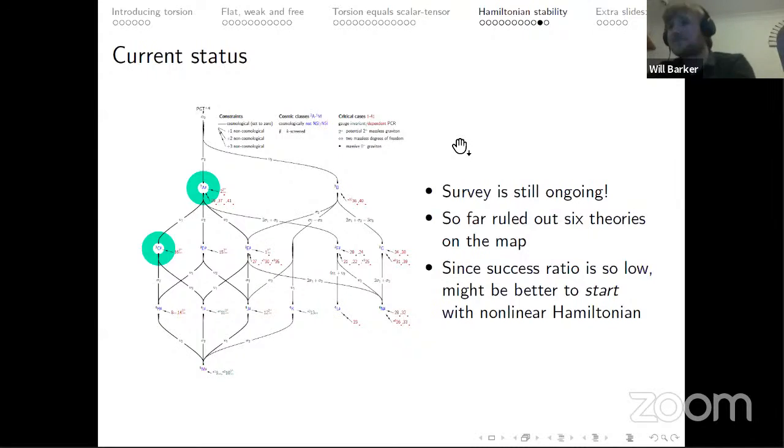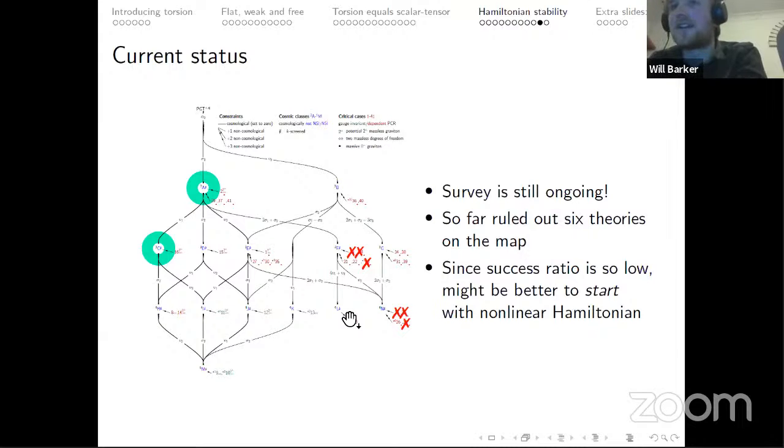Okay. Yeah, so just going back to the actual status of these theories now, remember that we picked out a couple of these that had really promising and interesting cosmologies. So what have we done with this Hamiltonian analysis? Well, so far we've tested 8, and they all failed for various reasons. Only some of those actually appear on this map. Only 6 of them appear. But you can see that they effectively rule out certain other sectors of the map.